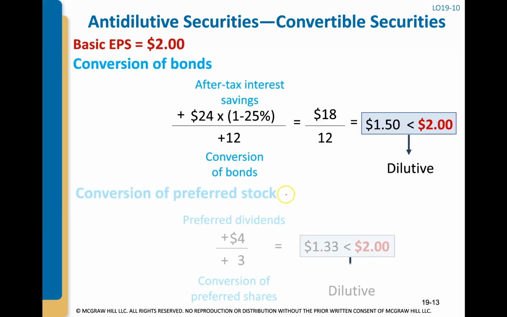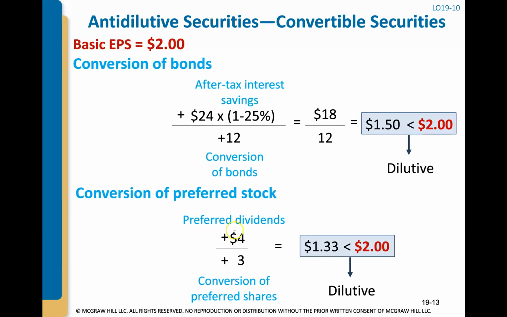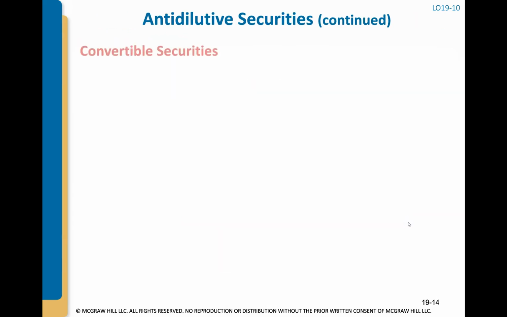So when we look at the incremental effect, we just take the effect of that specific convertible security and calculate what that incremental effect is. In this situation, 4 divided by 3 is $1.33. Again, that is lower than our basic earnings per share. So we are going to include this also in our layering process when we calculate our overall diluted earnings per share. Let's go through that.